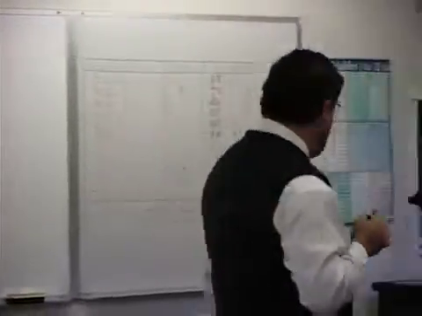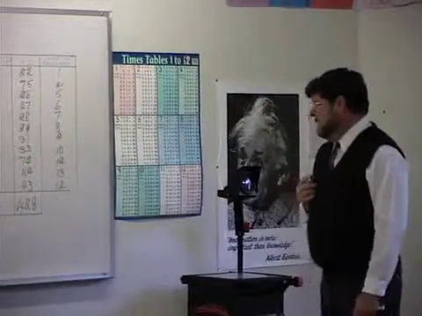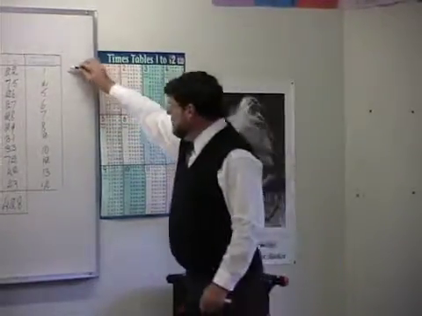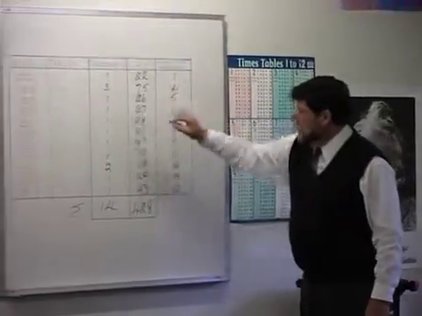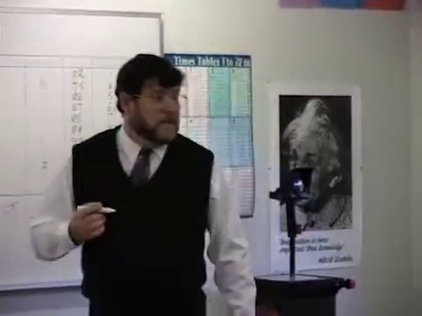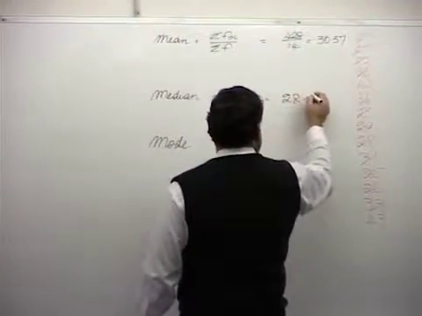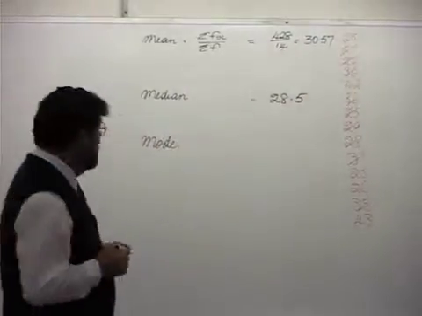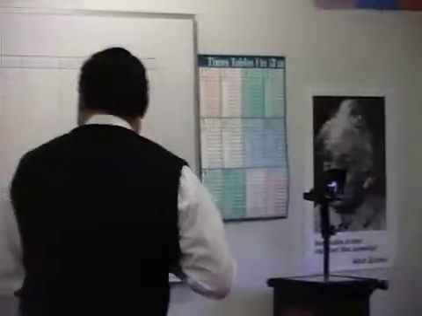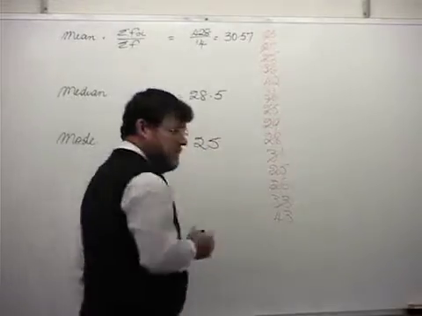Alyssa, what was the 7th score? 28. Who used the cumulative frequency column to find it? Good, so we came down to the 7th score, found it to be 28, down to the 8th score, 29. The average of 28 and 29? Who had 28.5 as the median? Good, and the mode. What is the mode? The one with the highest frequency. Okay, and what is that? 25. Good. Who had all 3 points correct?